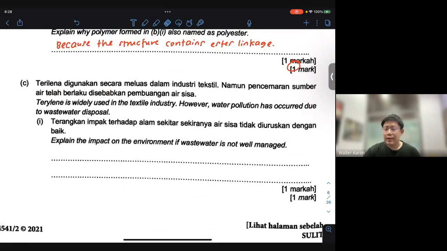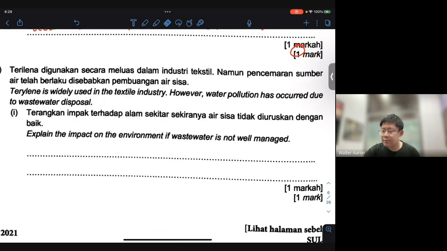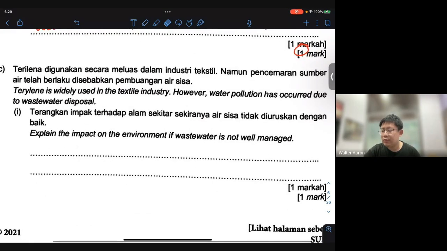Right, pterylene is widely used in the textile industry. However, water pollution has occurred due to wastewater disposal. Explain the impact on the environment if wastewater is not well managed. So this is more of a KBAT question. All right. So explain the impact on the environment of wastewater if it is not well managed.